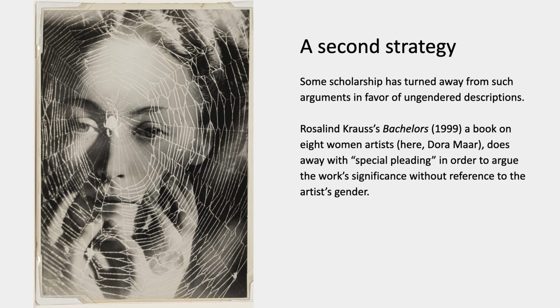Some scholarship turned away from those arguments in favor of ungendered descriptions. An example of that is the art historian Rosalind Krauss, who wrote a book called Bachelors. It's on 8 women artists. Krauss does away with that kind of special pleading, she says, in order to argue the work's significance without reference to the artist's gender. So in other words, you would be including more women artists into the textbook, but you wouldn't give any special reference to their gender. You'd just be including them as artists.